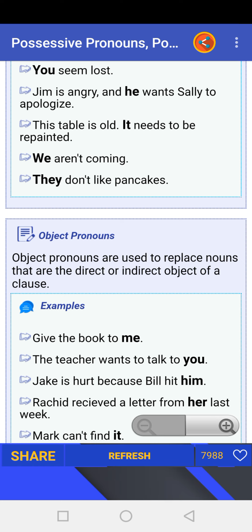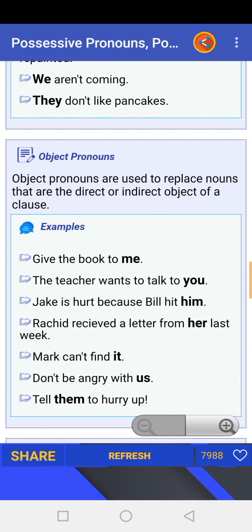This table is old, it needs to be repainted. So that's the same with it. This table is old, the table needs to be repainted, so we use it. This table is old, it needs to be repainted. We aren't coming, they don't like pancakes.